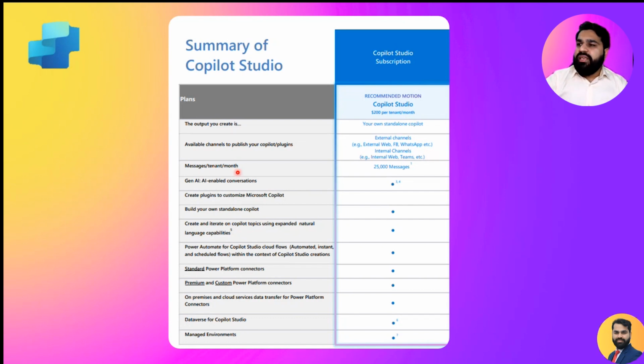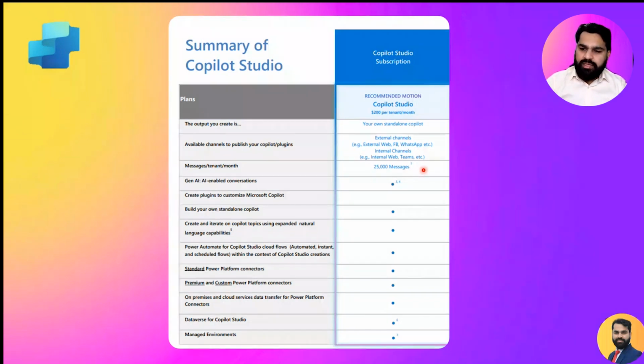Okay. Now, how many messages per tenant per month are available within this particular license? These are 25,000 messages. Just to give you a bit of background, in the era of Power Virtual Agents, it was 2,000 conversations. There is a clear difference between 2,000 conversations, and now it is being given as 25,000 messages. Okay. Now, what is a message? How would we know how many messages are consumed, right?